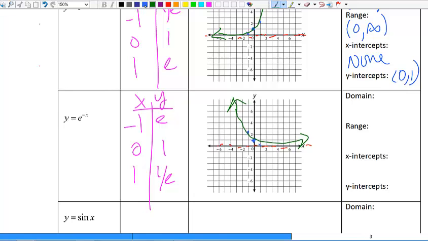Okay, now domain, negative infinity to infinity. The range is everything up on the positive side, so that part looks the same. It still doesn't cross the x-axis, and the y-intercept is the same.